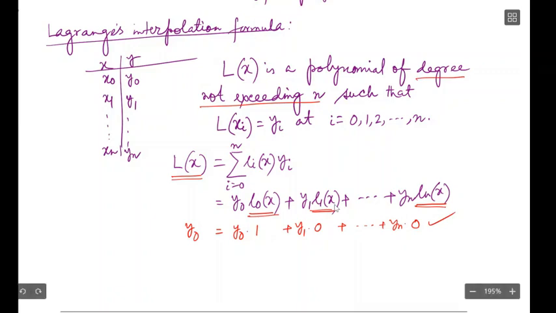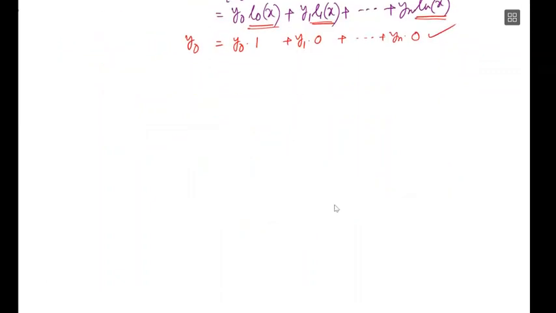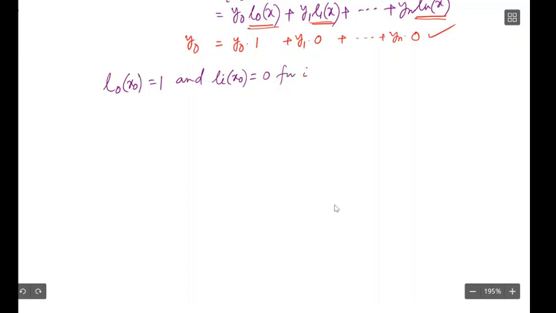That is, if we choose L0(x0) equals to 1 and Li(x0) equals to 0 for i equals to 1 to n, then L(x0) equal to y0 will be satisfied.